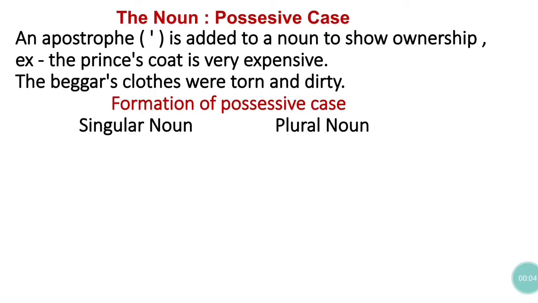Earlier we talked about nominative and objective case. So let's begin. So what is possessive case? When a noun shows possession, it is said to be in possessive case. It is also used to denote authorship, origin, kind, etc.